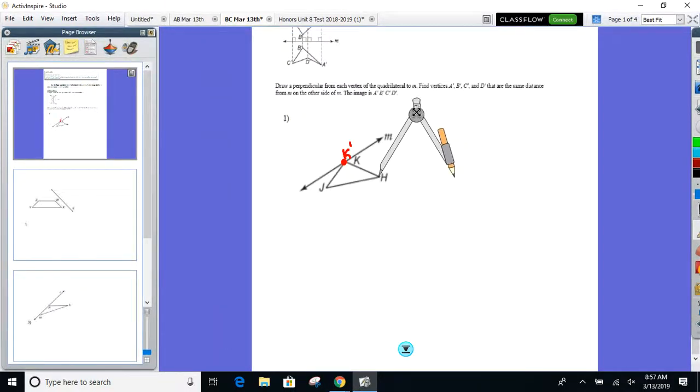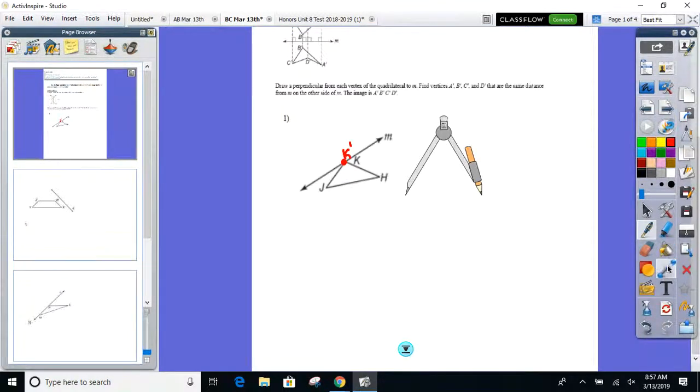So let's put our compass point on H. Does anybody remember the goal now? I need to make an arc that does what? Goes through my line twice. Now that may be tough on this one. You can maybe get once, but maybe not twice. How can I figure out a solution now? Take your straight edge and extend line M, because you need an arc that intersects line M in 2 spots.